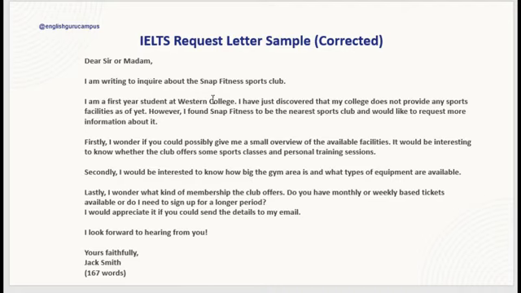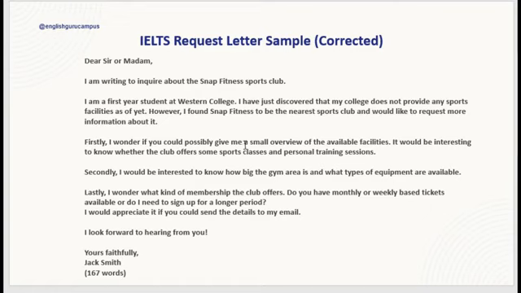I'm a first year student at Western College. I have just discovered that my college does not provide any sports facilities as of yet. See, in the second sentence, you started giving your details. First of all, the reader should understand who you are and what is the difficulty that you are facing, or what the details regarding you are. Then, however, I found Snap Fitness to be the nearest sports club and would like to request more information about it. So you have made it crystal clear why you are writing this letter and what the purpose of your letter is. So we'll paragraph it.